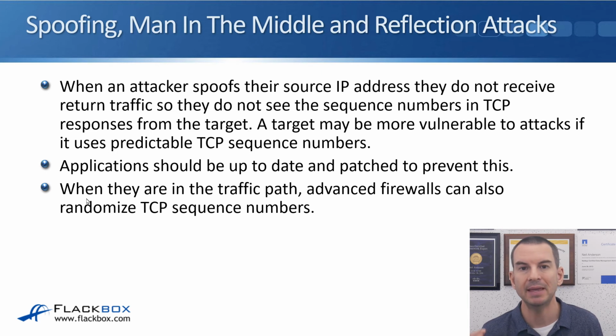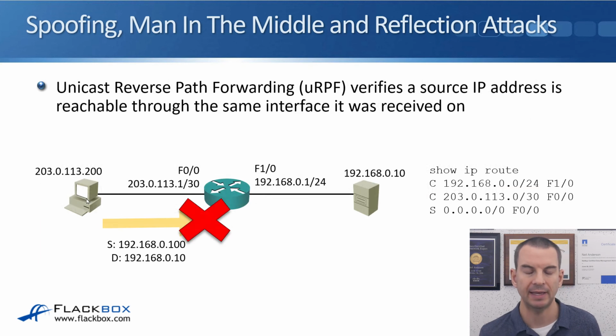But a target may be more vulnerable to attacks if it uses predictable TCP sequence numbers. Because the way that TCP works is when a connection is set up and there's a session between two hosts, we're going to use TCP sequence numbers. And if those TCP sequence numbers appear to be invalid, the host will just drop the traffic. Well, going back to the previous slide again, let's say that my host on the left here is sending an attack against the server on the right.